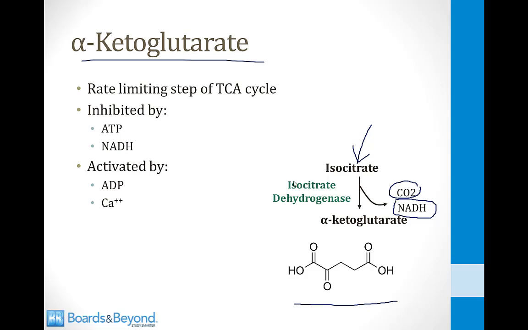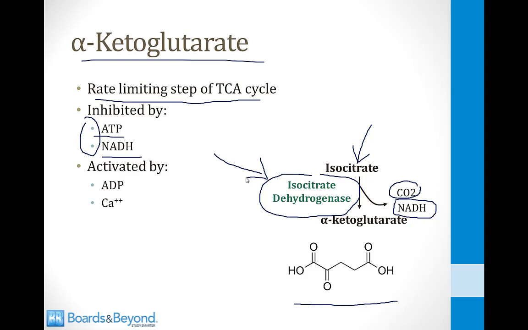The enzyme that catalyzes this step is called isocitrate dehydrogenase, and this is one of the rate-limiting steps of the TCA cycle. This is an irreversible step, and as I said before, the irreversible steps are where all the regulation occurs. Isocitrate dehydrogenase is inhibited by ATP and NADH, and these molecules will be present in greater amounts when there's lots of energy inside the cell, and therefore it wants to inhibit this step and slow down the TCA cycle.